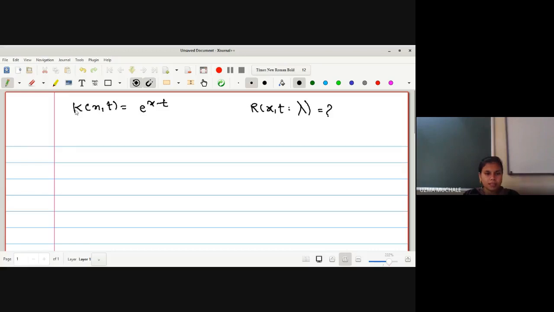K of x, t is nothing but your K1 of x, t, that is the first iterated kernel, which is e raised to x minus t. How to find out K2 of x, t? It is nothing but the integration from t to x.